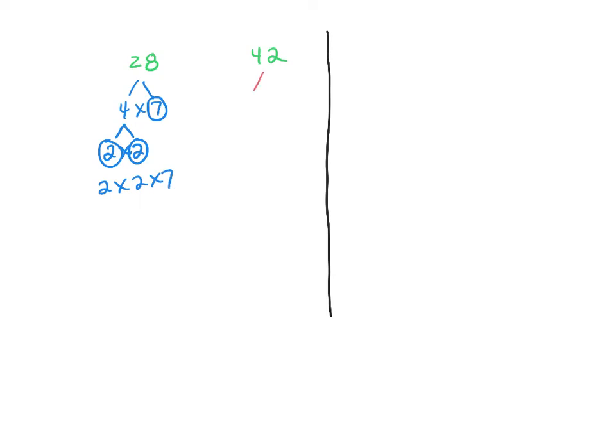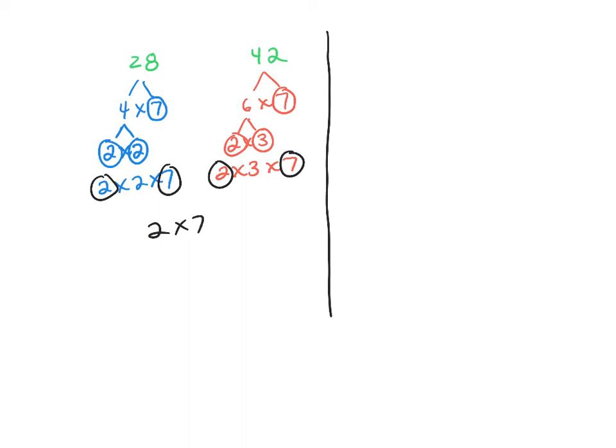If I do 42, I know that 6 times 7 is equal to 42, and once again 7 is a prime number. 6 could be broken down as 2 times 3, which are both prime. So I have 2 times 3 times 7 as the prime factor form. What do they both have in common? Well, they both have a 2, so I'm going to bring down a 2. They also both have a 7, so I'm going to bring down a 7. And then I'm going to multiply. 2 times 7 gives me 14, so the greatest common factor of those two numbers is 14.